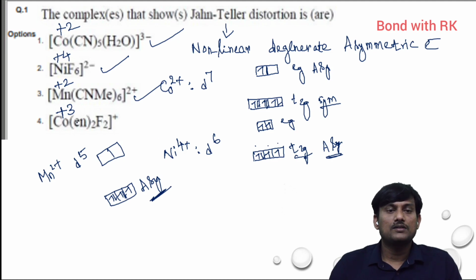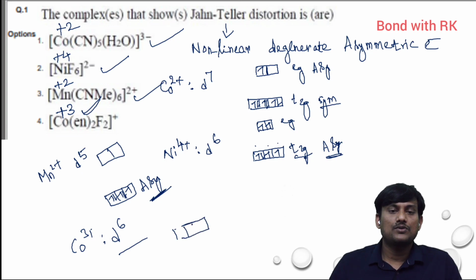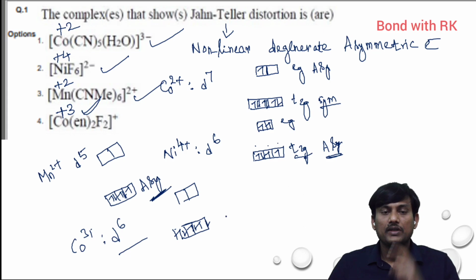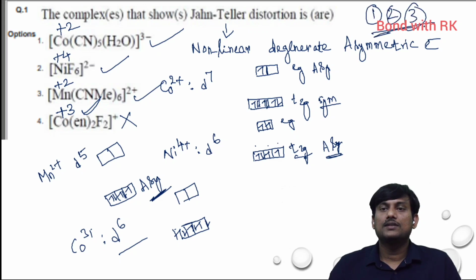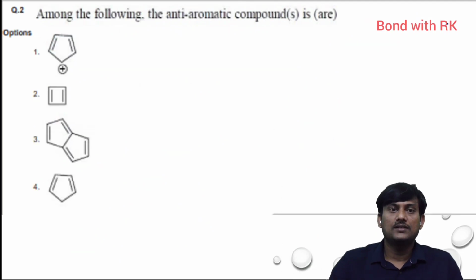Co(en)2F2+, here cobalt has a +3 oxidation state. In cobalt 3+, the electronic configuration is d6, and these are strong field ligands. en is a strong field ligand, so the 6 electrons will be filled with pairing: 4, 5, and 6, 2, 2, 2. Here there is no asymmetric distribution of electrons. There is a symmetric electronic configuration, so this one cannot exhibit Jahn-Teller distortion. So complexes 1, 2, and 3 can exhibit Jahn-Teller distortion.